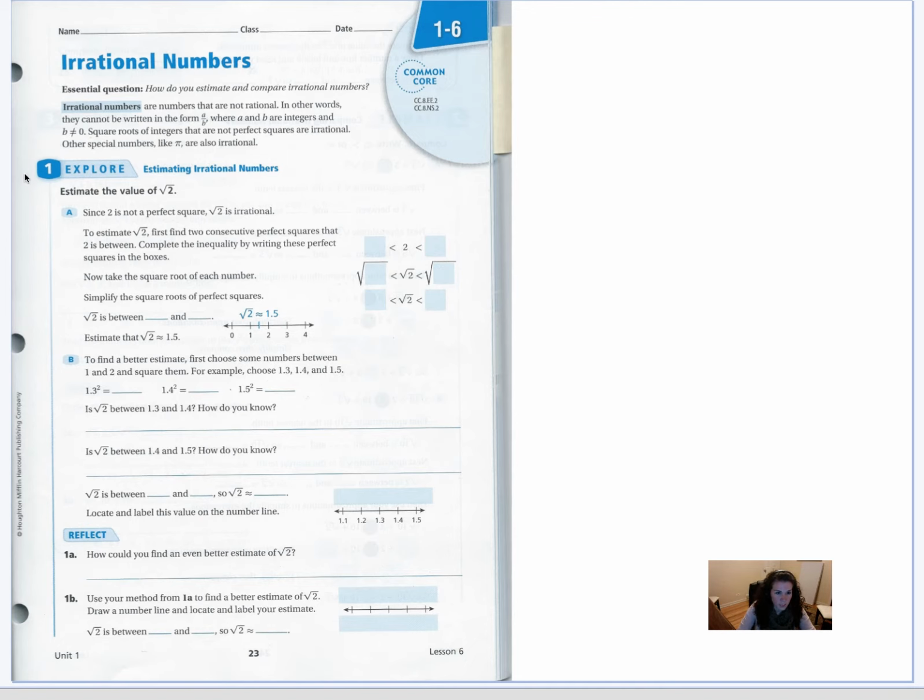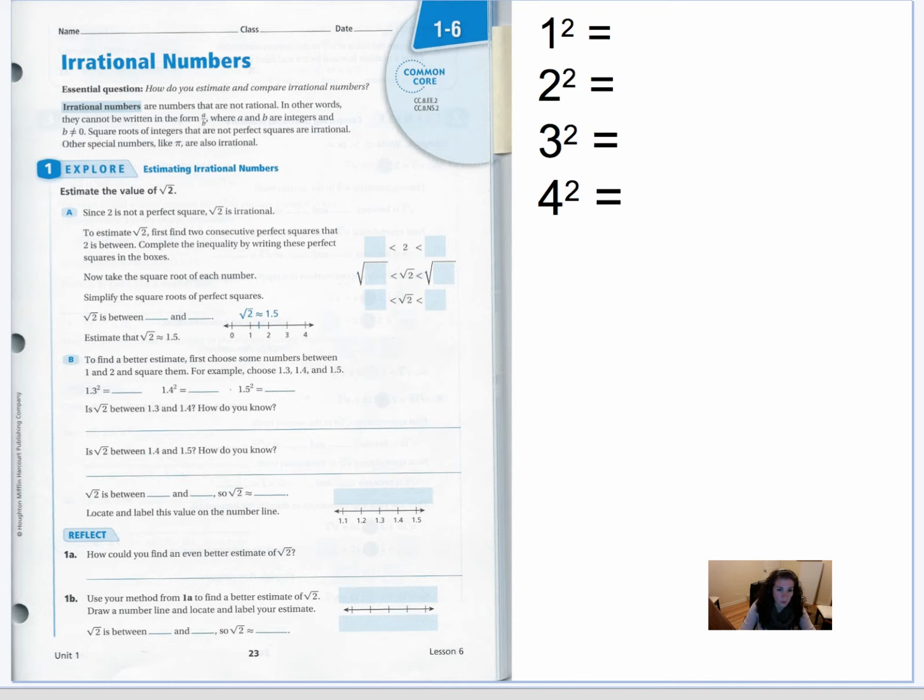So for our exploration, we're going to estimate irrational numbers, and here they want us to estimate the value of the square root of 2. So for part A, since 2 is not a perfect square, the square root of 2 is irrational. To estimate the square root of 2, first find two consecutive perfect squares that 2 is between. Complete the inequality by writing these perfect squares in the boxes. So over here, I want to put the perfect squares that 2 falls between.